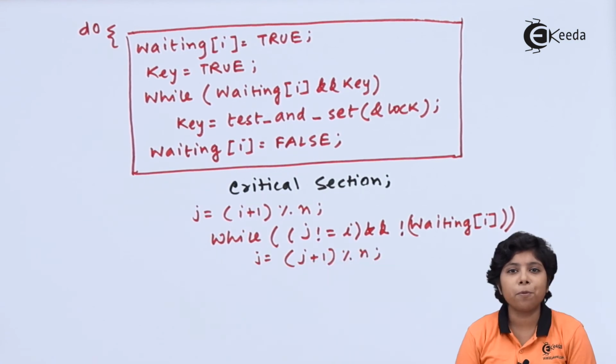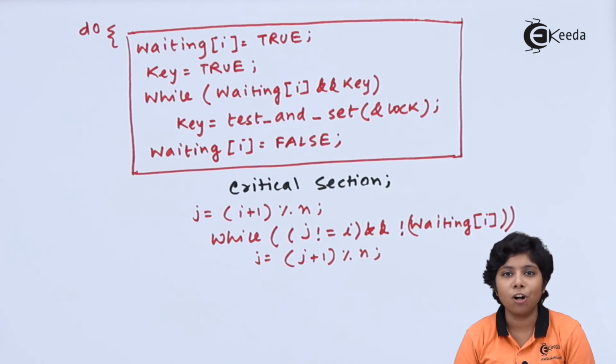So to prove that the progress requirement is met, we take the same variables as in mutual exclusion, and again waiting[i] equals false that we have set, and the lock we have released, so that the other process can enter its critical section. Now the progress requirement is also met. Next we have to meet the bounded waiting requirement.